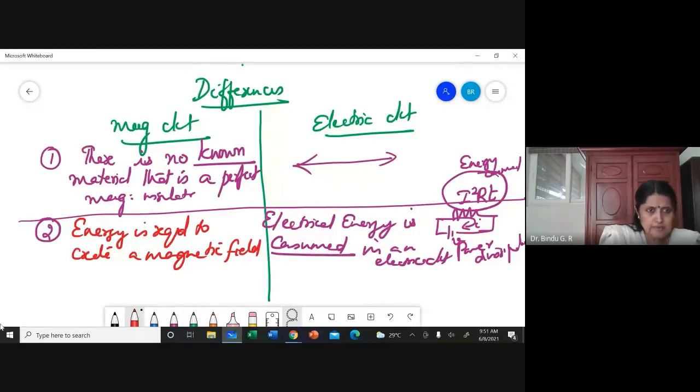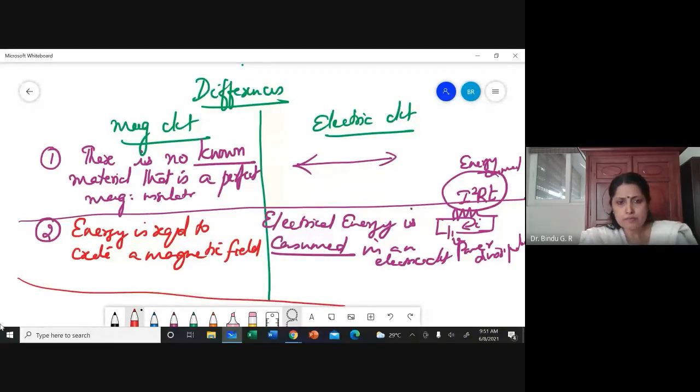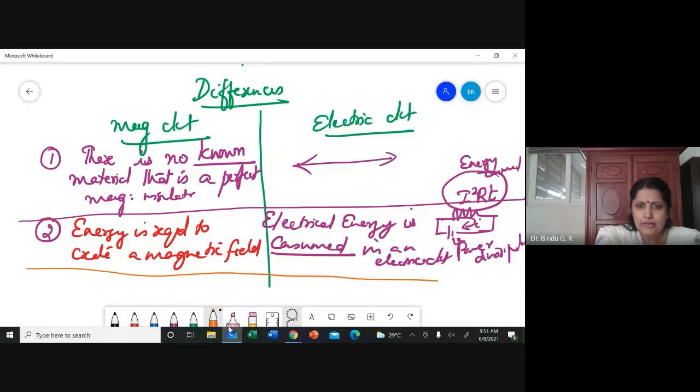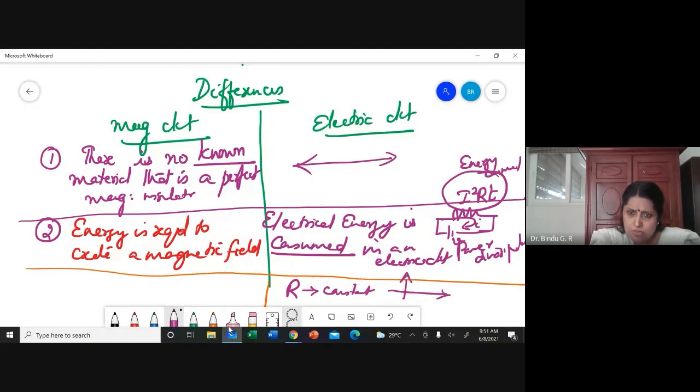The third point that I want to tell you is, now in an electric circuit, resistance of an electric circuit is almost a constant. Resistance is almost a constant. I am saying almost a constant because it varies with the temperature, etc. But usually when you say that if you have voltage and current here, resistance is almost a constant.